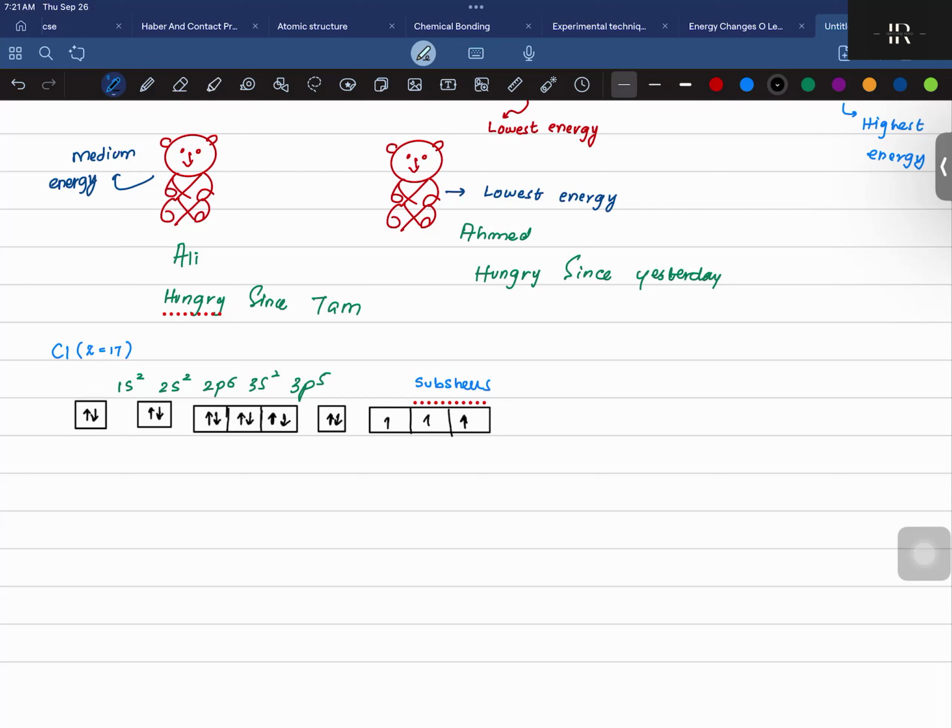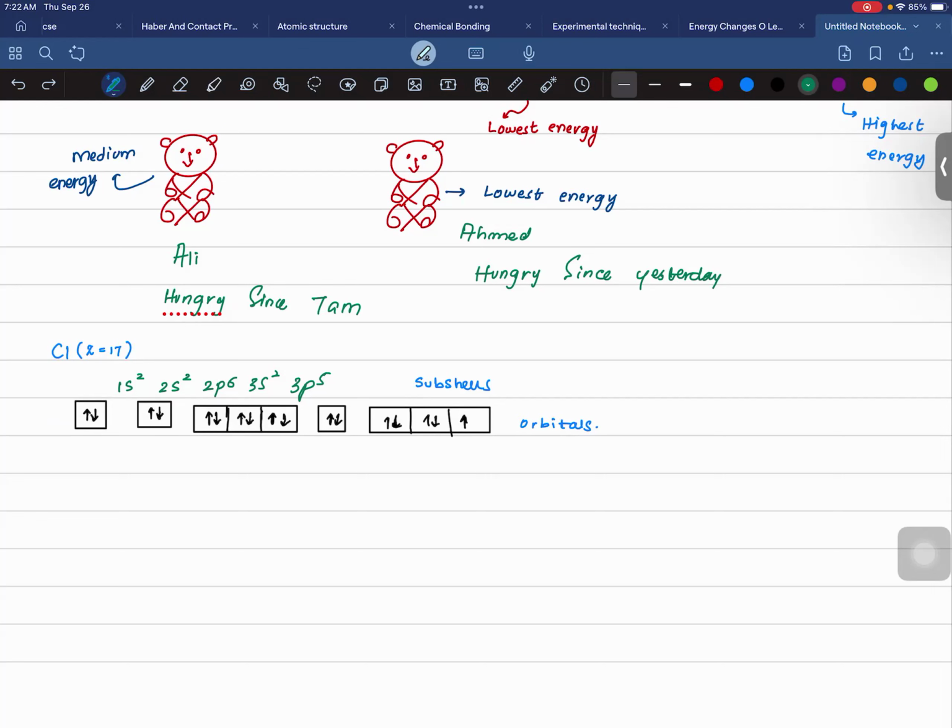Okay, 1, 2, 3, 4, then 5. So these boxes are going to represent the orbitals. This is a clear configuration in which you can see you have an unpaired electron. So obviously it's going to make a bond so that it can pair up. Okay, so this was the first rule for electronic configuration.